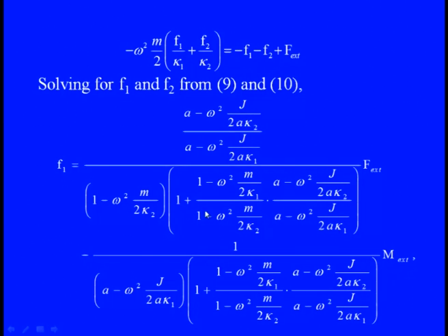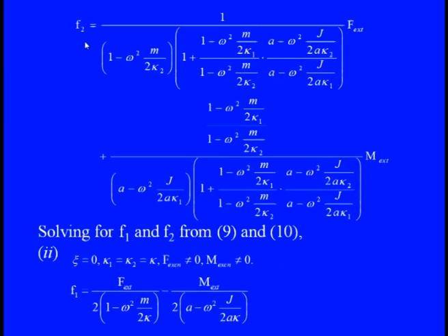So this is this part minus 1 over 1 plus 1 minus omega square m by 2 k1 and 1 minus omega square m over 2 k2 into A minus omega square j over 2a k2 divided by A minus omega square j over 2a k1. So with the coefficients with respect to omega square, m and k, we can simply calculate using f excitation and m excitation features.